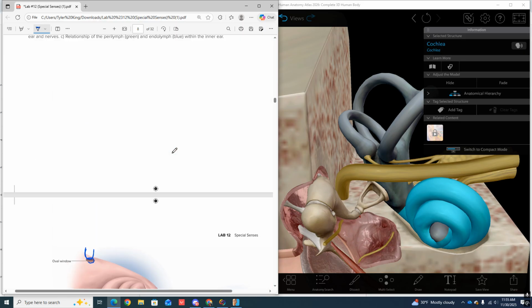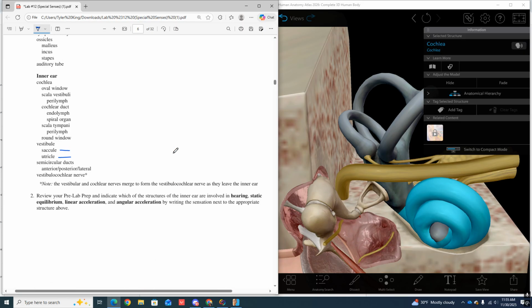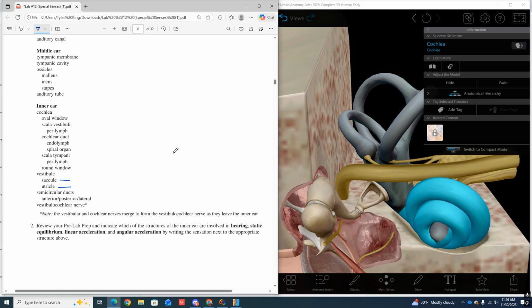So what are they responsible for? They're both responsible for equilibrium, but they differ based on the direction you're going. The saccule is responsible for equilibrium particularly in the vertical direction. So if you're going up and down in an elevator, okay? Utricle is for horizontal, so for moving back and forth in a car, for example. That's what those guys are responsible for.